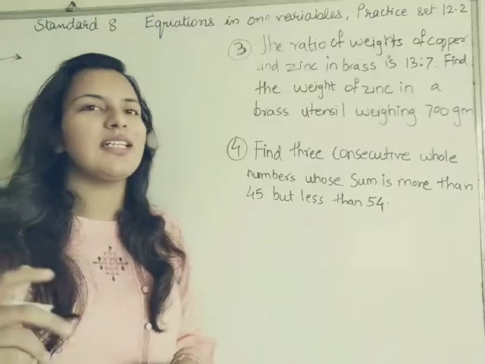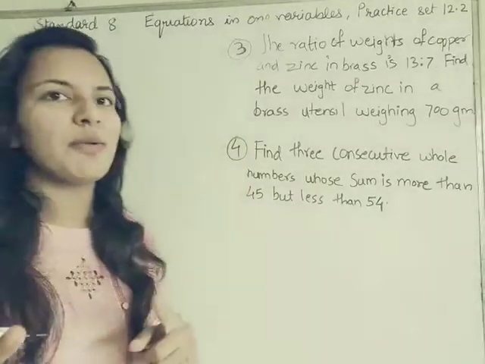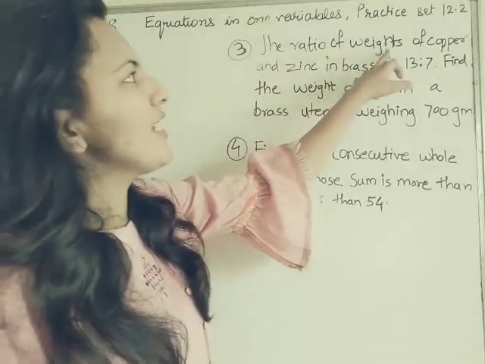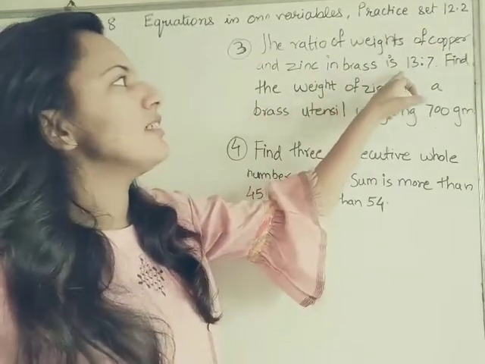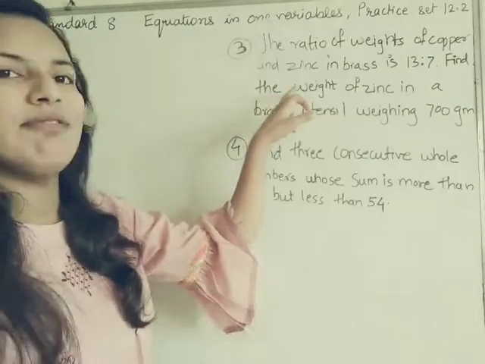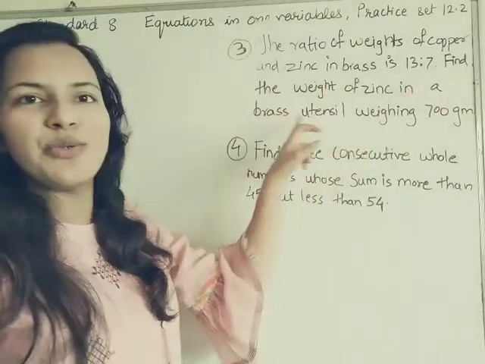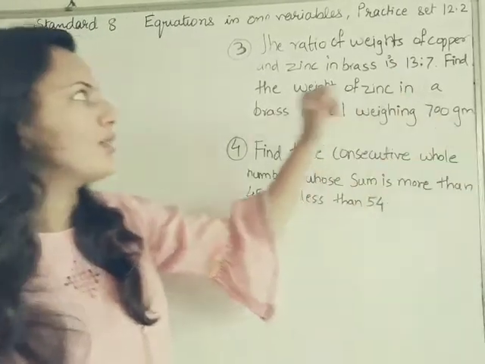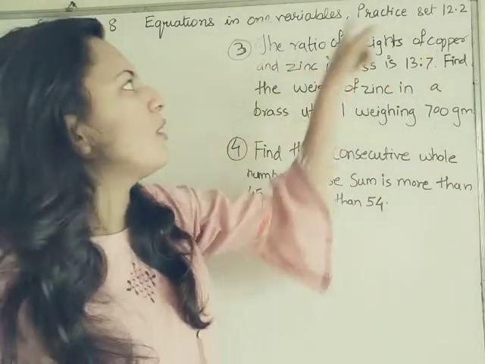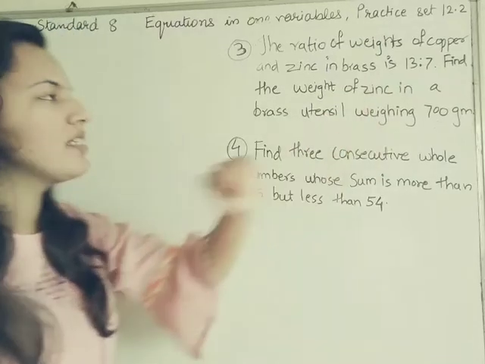Okay, so let's start with the third problem. I'll read out the problem. The ratio of weights of copper and zinc in brass is 13:7. Find the weight of zinc in a brass utensil which is weighing 700 gram. Okay, so the ratio of copper and zinc in a brass utensil is given.